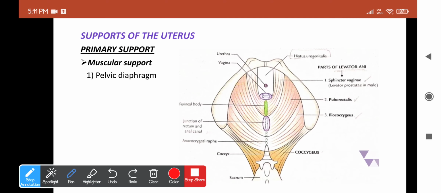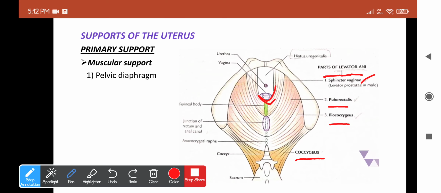pelvic diaphragm, this diaphragm will form a gutter-shaped floor for the pelvic cavity, and divides the lesser pelvis from the perineum. Okay, and this will be made of two major muscles: one is the levator ani, and another one is the coccygeus. This levator ani can be further divided into sphincter vaginae, which is around the vagina, otherwise called the levator prostatae in males, puborectalis, and iliococcygeus part.